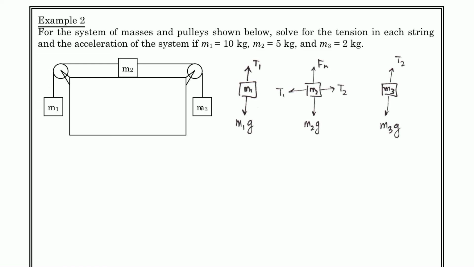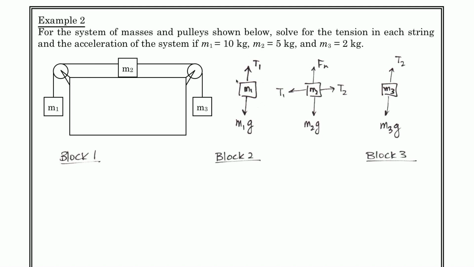We need to take each of these three free body diagrams and now construct Newton's second law equation for each of them. Remember what we've said: mass 1 is going to fall. So for mass 1, because its acceleration is down, we set down as the positive direction. So here we go for block 1, block 2, and block 3.